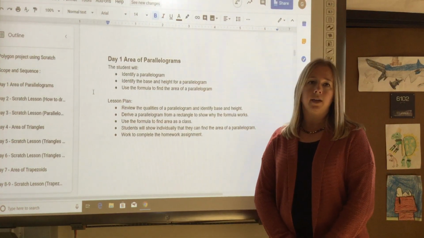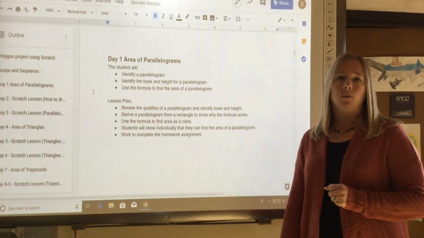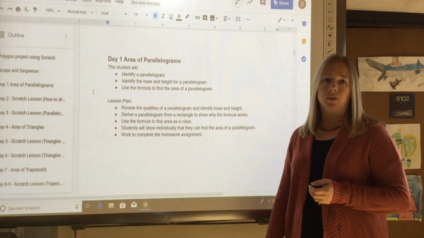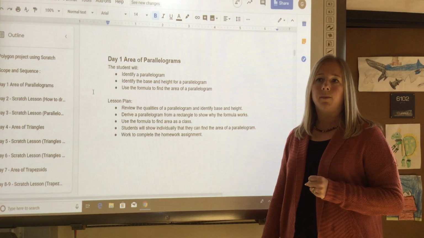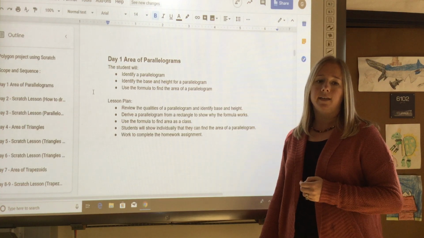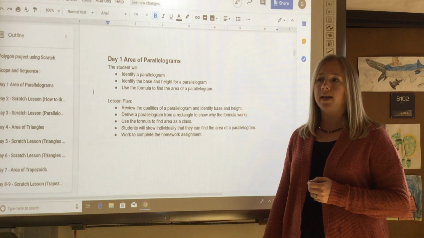On the first day, we review parallelograms. We talk about why the formula works. We derive it from a rectangle, and then we're able to apply that formula of base times height and have the students find area.